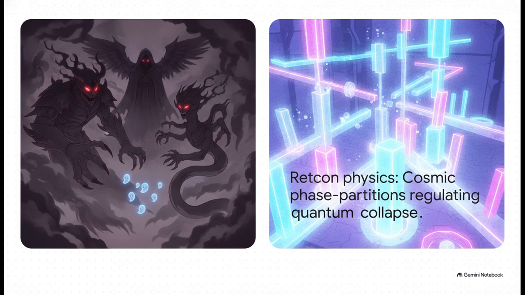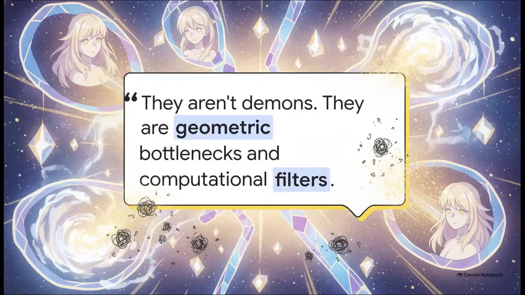But structurally, they are just the stack of toroidal collapse partitions that regulate the universe. The source material makes a really critical correction here. They aren't demons. They are geometric bottlenecks and computational filters. Their job is simply to burn off entropy and maintain the stability of the entire system. Without these necessary bottlenecks, the universe would instantly dissolve right back into high-entropy radiation. This means they are the vital architecture of our existence, absolutely not our prison. They are the purifying fire of the cosmos.